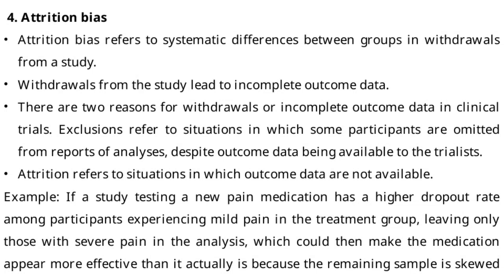Let's talk about attrition bias. This type of bias happens when there are systematic differences between groups in terms of participants withdrawing from a study. When people drop out, we end up with incomplete outcome data, which can affect the validity of our results. There are two main reasons why withdrawals or incomplete data happen in clinical trials.